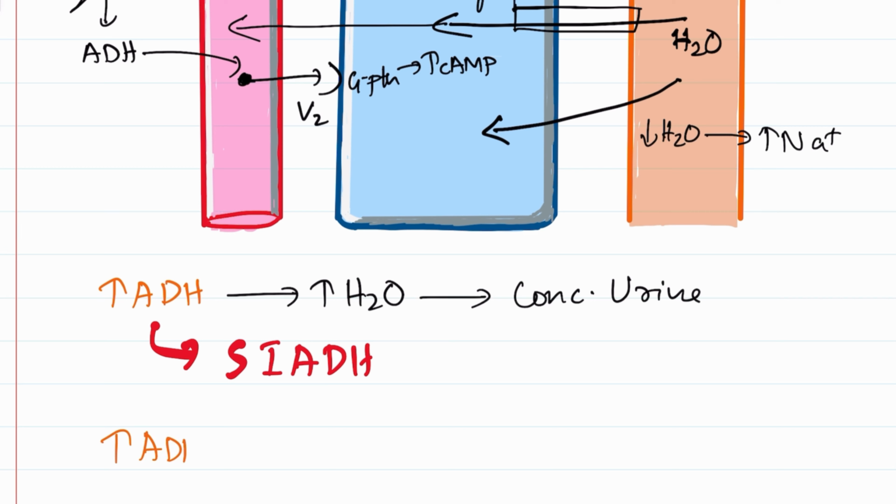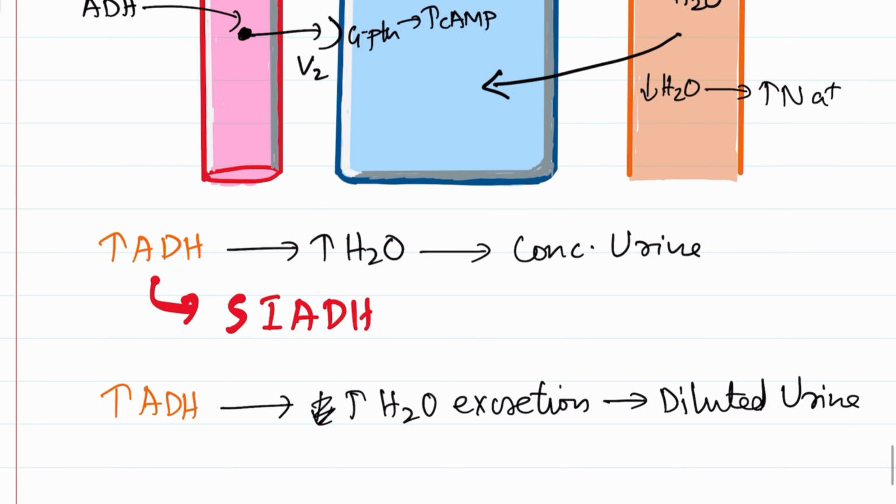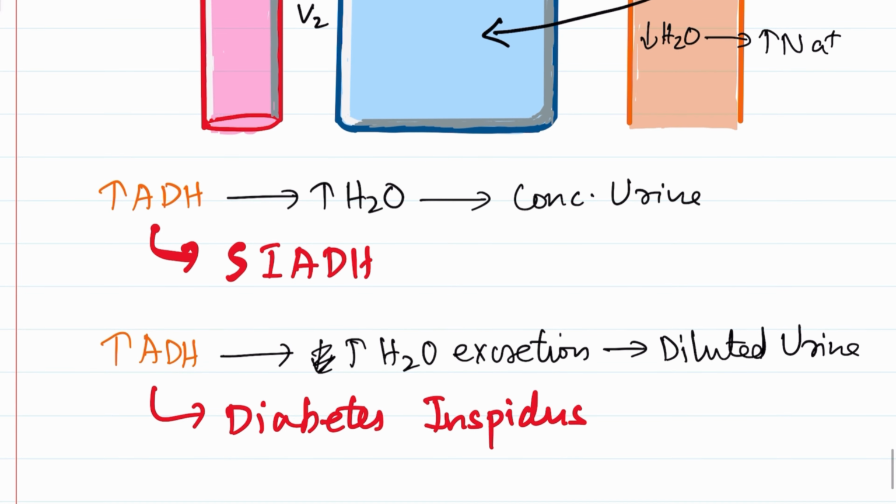What happens if the ADH levels are decreased? In the absence of ADH, there is not going to be any absorption of water from the renal tubules. As a result, there is going to be increased H2O excretion, and this will lead to diluted urine. Excess urine is passed out as well, and this occurs in the condition known as diabetes insipidus.